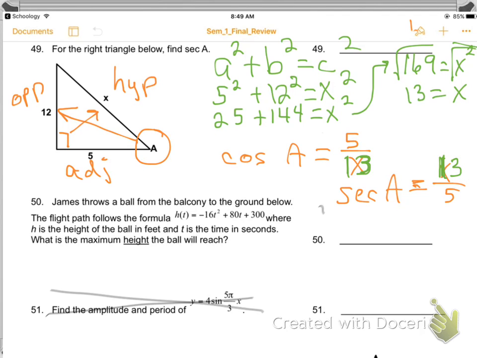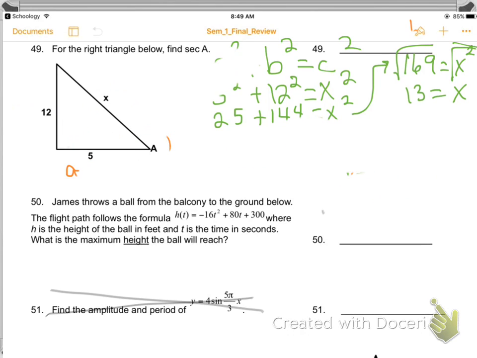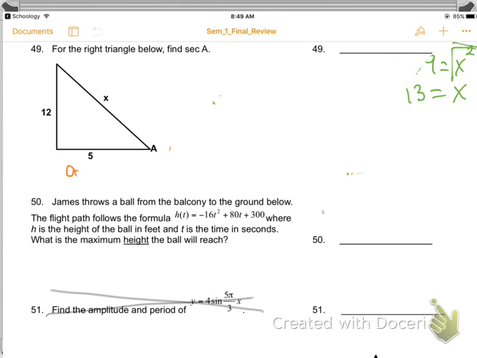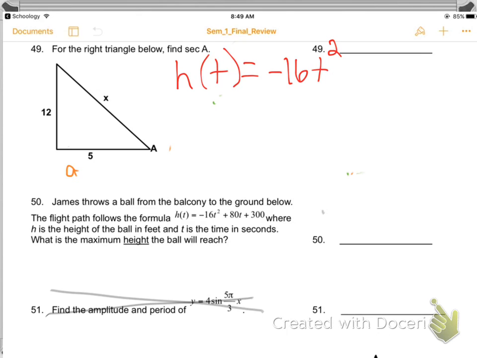I am going to erase this so I can work on 50 right above this. Please pause it if you need to write it down. Number 50 says, James throws a ball from the balcony to the ground below. The flight path follows this formula, where h is the height of the ball in feet and t is the time in seconds. What is the maximum height the ball will reach? Hopefully you recognize this is a quadratic equation, and I know it's quadratic because the highest power is 2, or squared. Okay, so they want the maximum height.